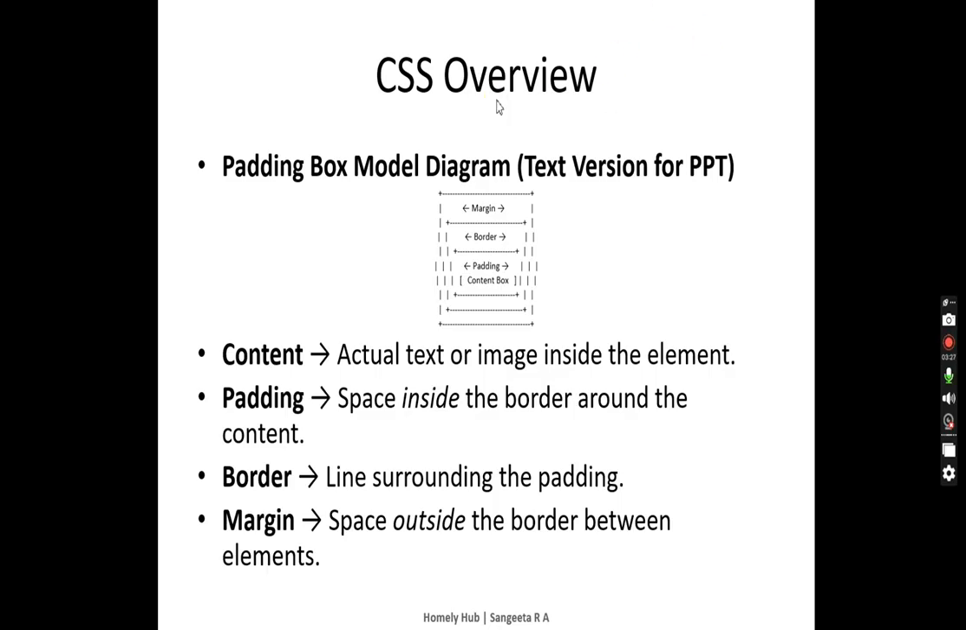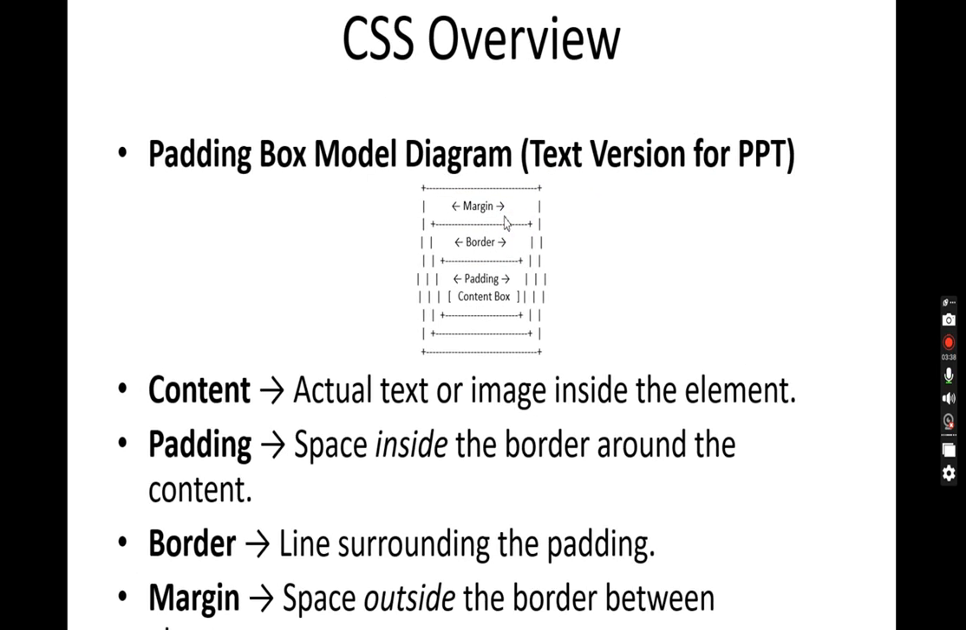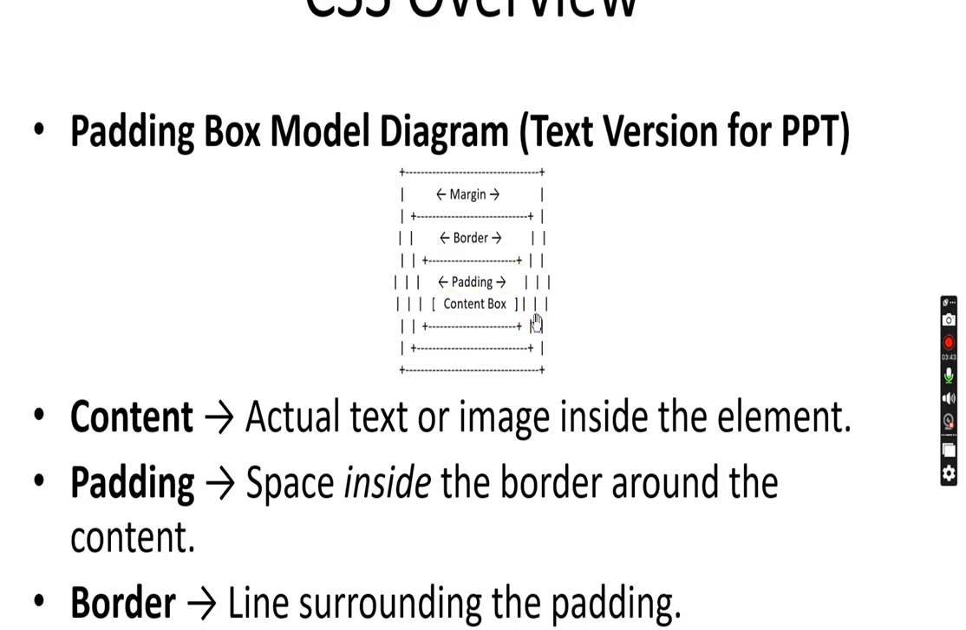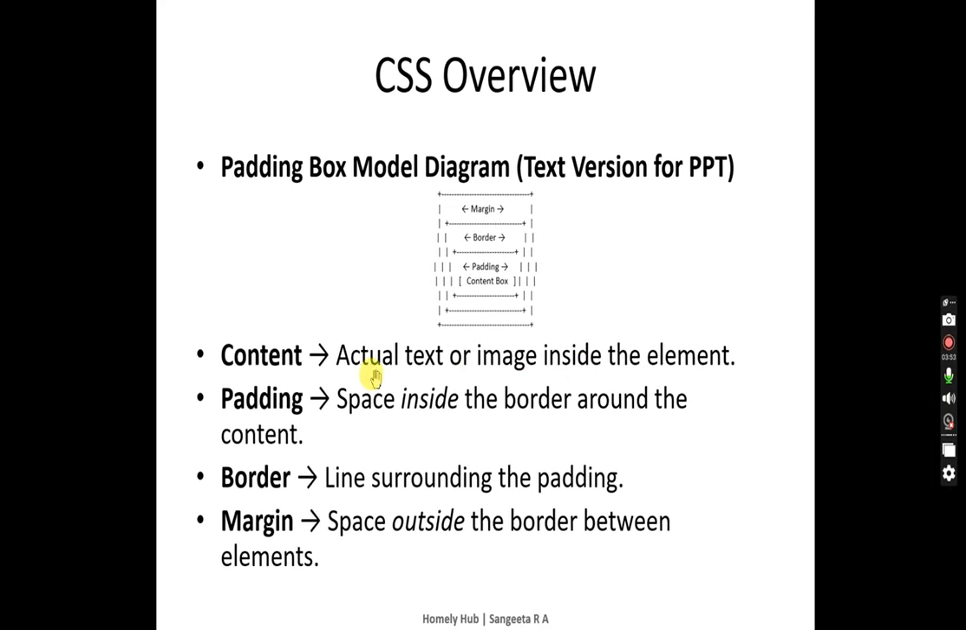Next, the main part and main usage of CSS is the box model, which is a text version of the PPT, where we have the content, padding, border, and margin. The content is the actual text or image. Padding is the space inside the border around the content, and the border is the line surrounding the padding. Margin is the space outside the border and the elements.